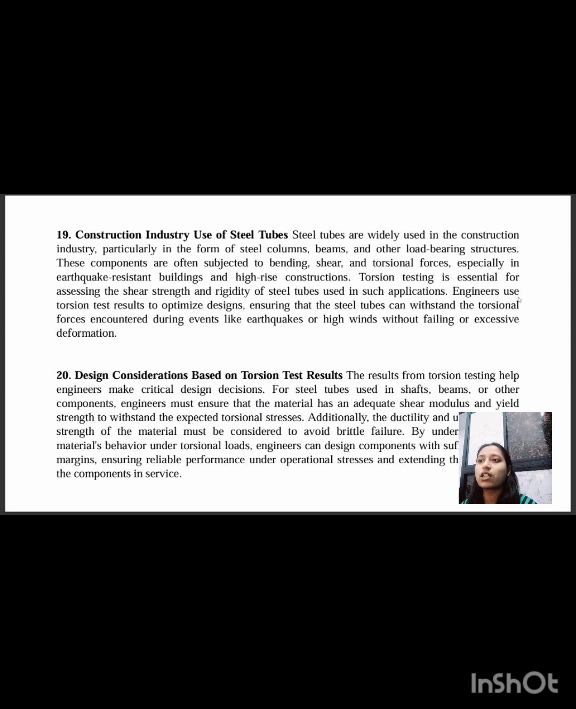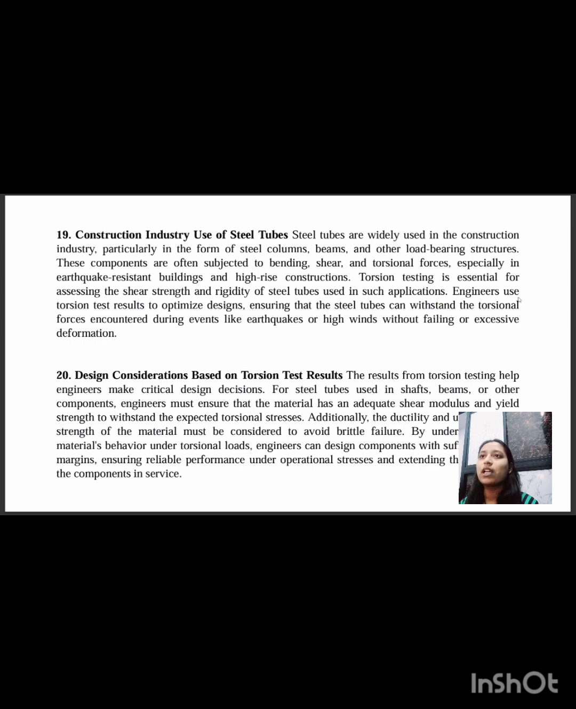So next, design considerations based on torsion test results. The results from torsion testing help engineers make critical design decisions for steel tubes used in shafts, beams, or other components. Engineers must ensure that the material has an adequate shear modulus and yield strength to withstand the expected torsional stress. Additionally, the ductility and ultimate shear strength of the material are considered to avoid brittle fracture, extending the service lifespan.